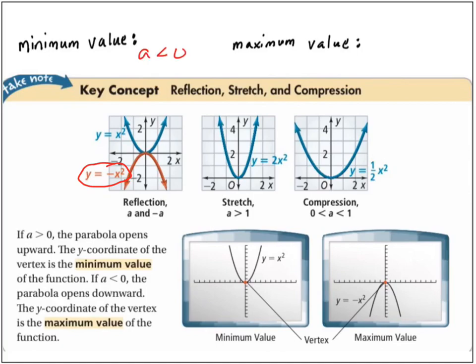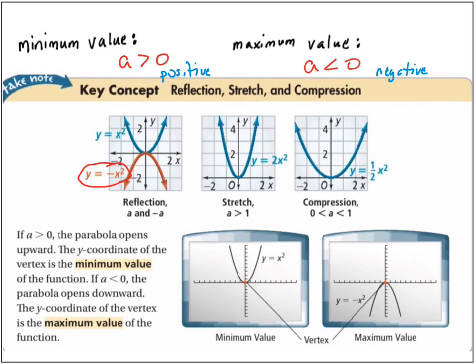So if your a value is less than 0, meaning it's negative, you're going to have a maximum value. If your a value is greater than 0, meaning it's positive, you're going to have a minimum value. So here we've got negative. Here you've got positive. Then keep in mind, if your a value is a fraction that is less than 1, you're going to see a compression, so your graph is going to get wider, essentially growing slower. If you have an a value greater than 1, you're going to have a stretch. It's going to grow a little bit quicker.